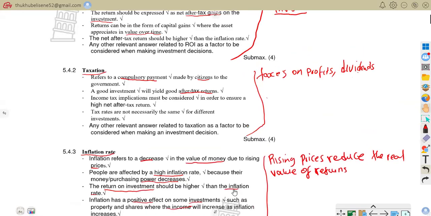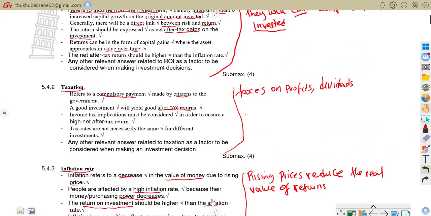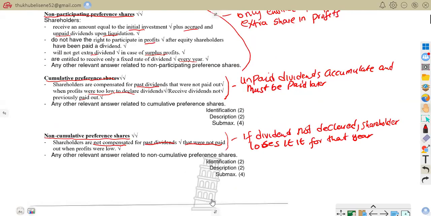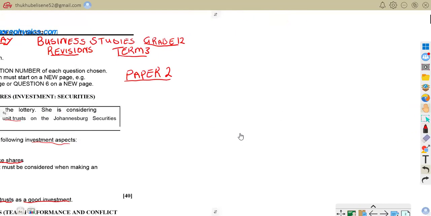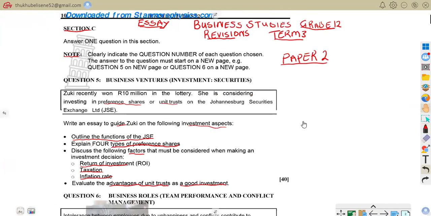Now we have to move on to another aspect. The other aspect that we are to talk about under question 5 essay is: evaluate the advantages of unit trust as a good investment. Let us go to the answers.